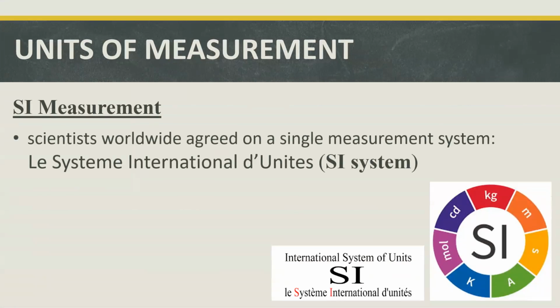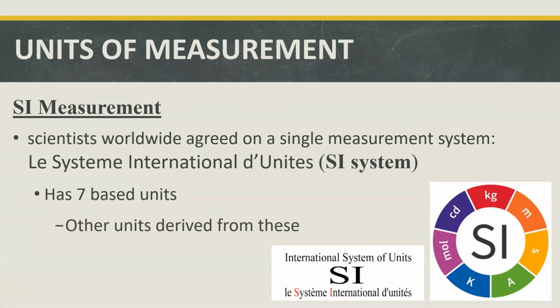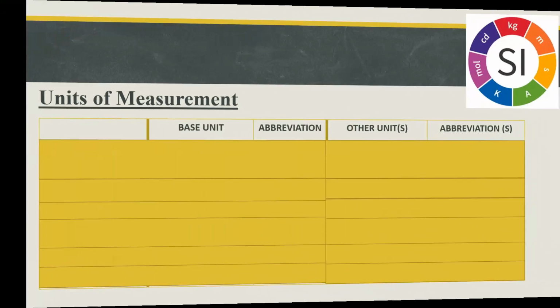So, units of measurement. There are many different units of measurement in science because there are many different things that can be measured. So, scientists worldwide agreed on a single system to have uniform measurements throughout all of our countries. It's called the SI system. The SI system has 7 base units, and you can see them in the color wheel to the right. All of the other units we use for measurements are derived from these 7 base units.